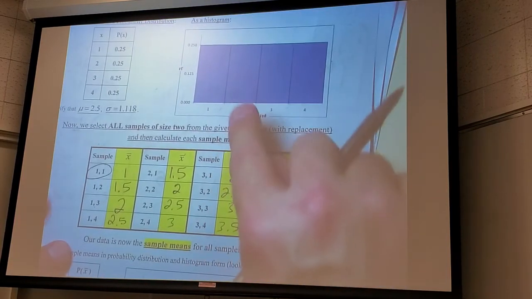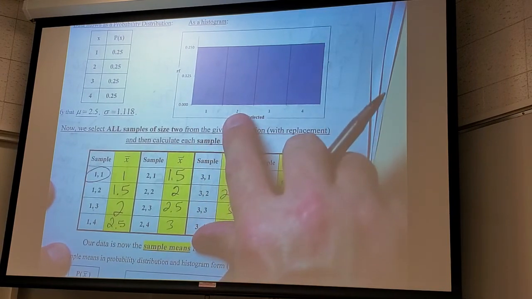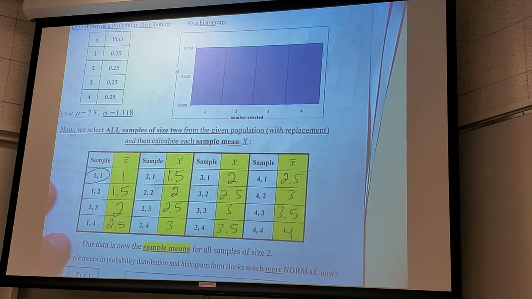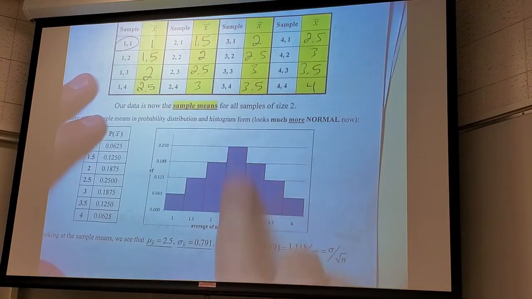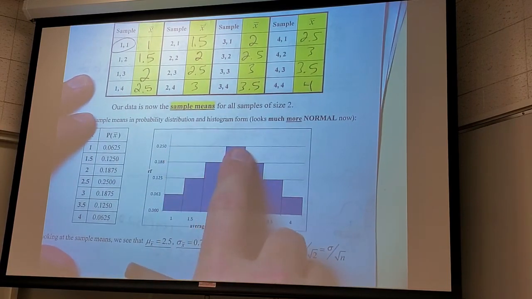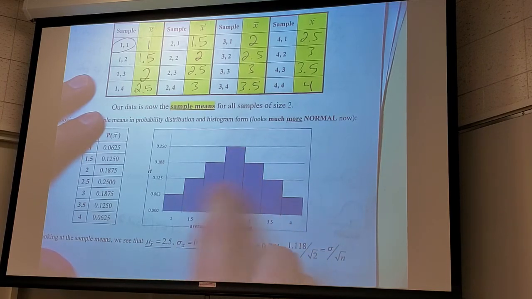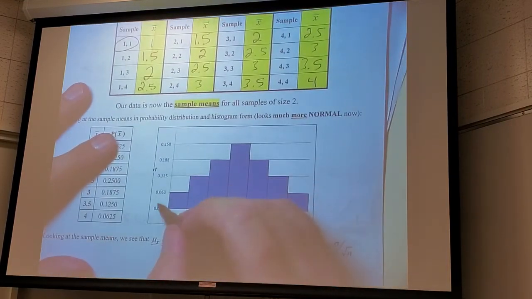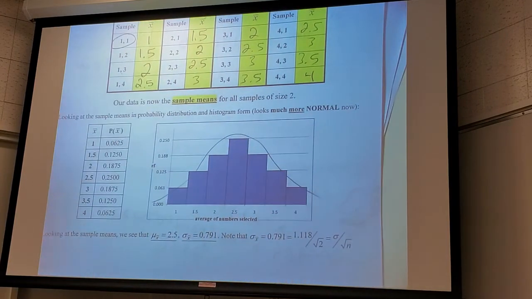So before, each individual number could show up once out of 4 possibilities, so they were all 25%. Now, the most likely thing is 2.5. It's going to be the tallest one. And then everybody else kind of goes down from there. You can see how it works here. Does this picture look more normal than this one? Yeah. In fact, this looks pretty normal already. All right.